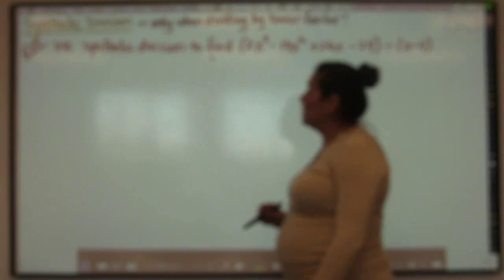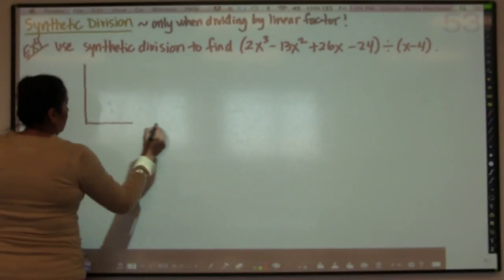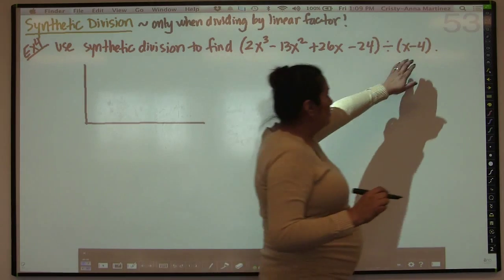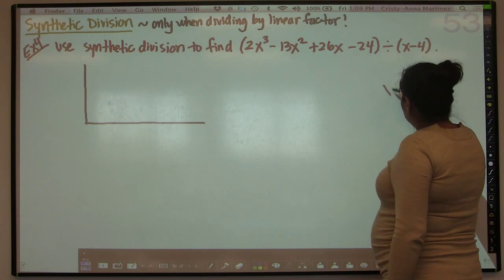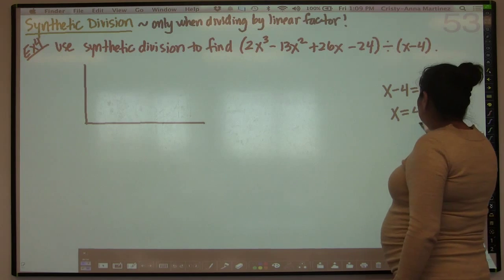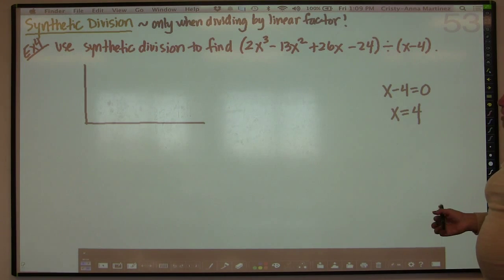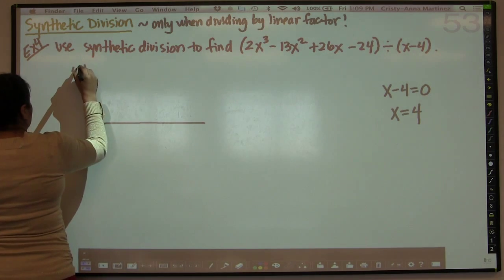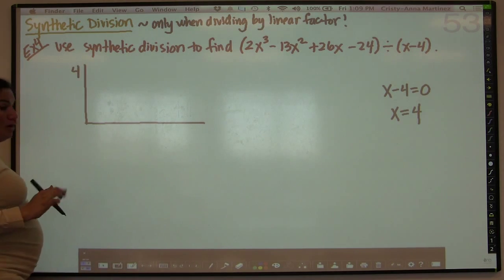And with synthetic division, all the space you're going to need is somewhere to put this kind of elongated L. And what you do is you take the divisor, which is x minus 4, make it equal 0 and solve for x. So it's really simple to do in this case. You just get a positive 4. So the 4 goes here, outside your little L, your elongated L.